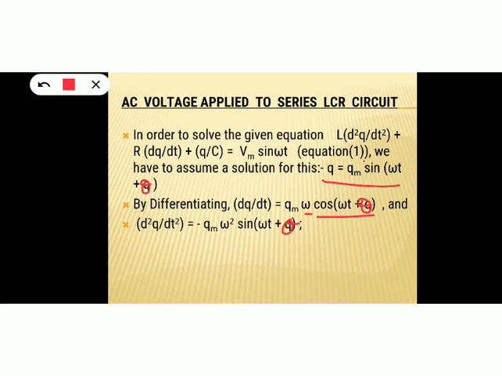Then what will be d²q/dt²? Again differentiate this expression. We will get qm ω into minus sin(ωt + θ) into ω. Okay, so minus qm ω² sin(ωt + θ). Then what is the next step? Substitute the expressions for dq/dt and d²q/dt² in this equation. That is equation number 1.